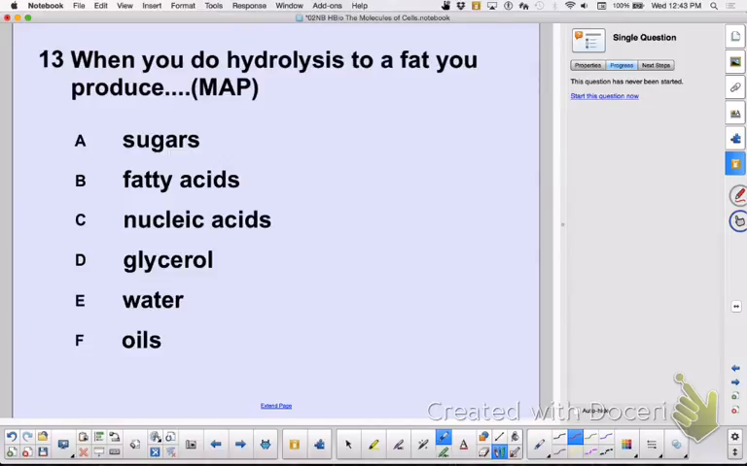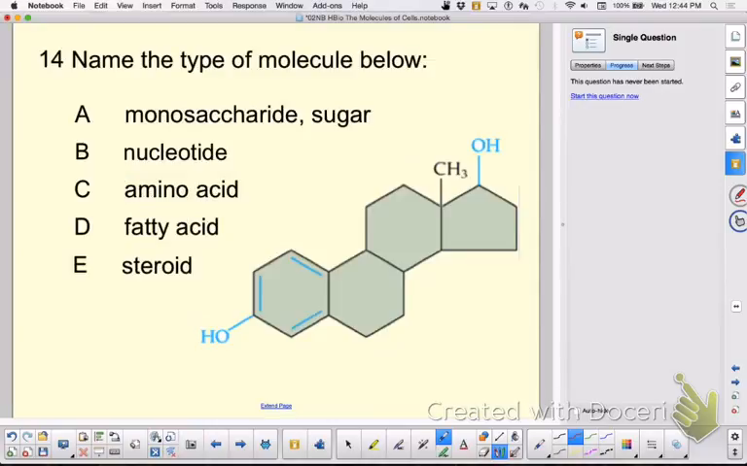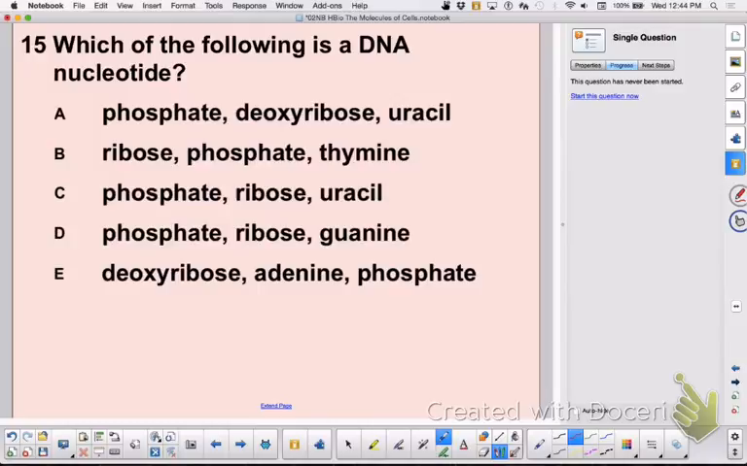What is hydrolysis? Breaking. So when we break, what do you produce? Do we produce sugars? No. Do we produce fatty acids? Yes, because a fat is made out of glycerol and fatty acid chains, right? Do we produce nucleic acids? No. Glycerol? Yes. Do we produce water? No, we have to use water to break them up. So water's not a product. Do we produce oils? No. What type of molecule is that? Steroid. Oh yeah, okay, we did that one.